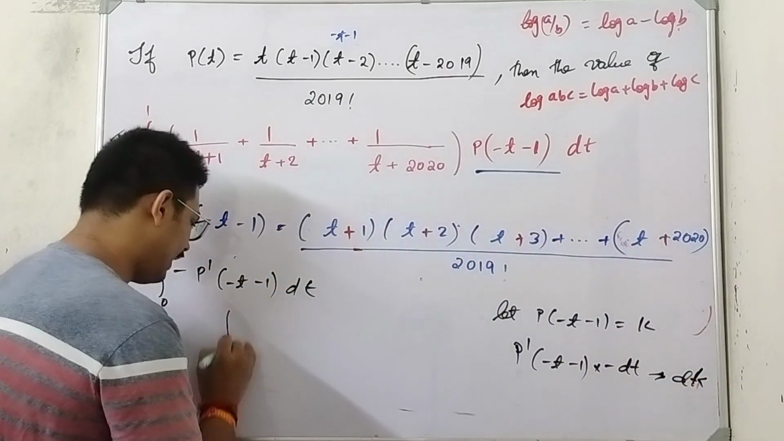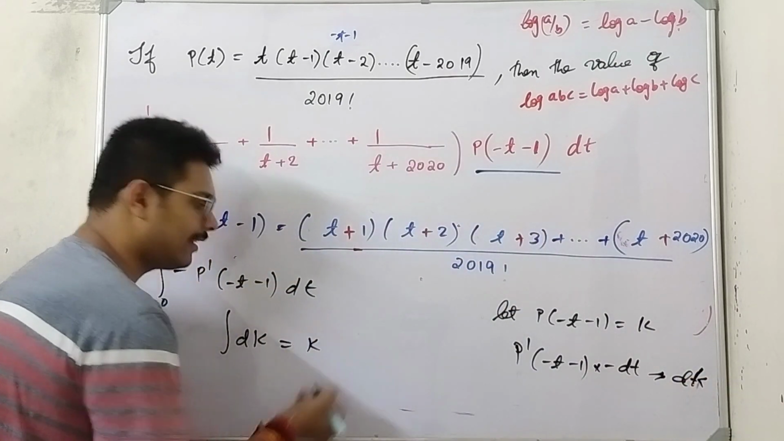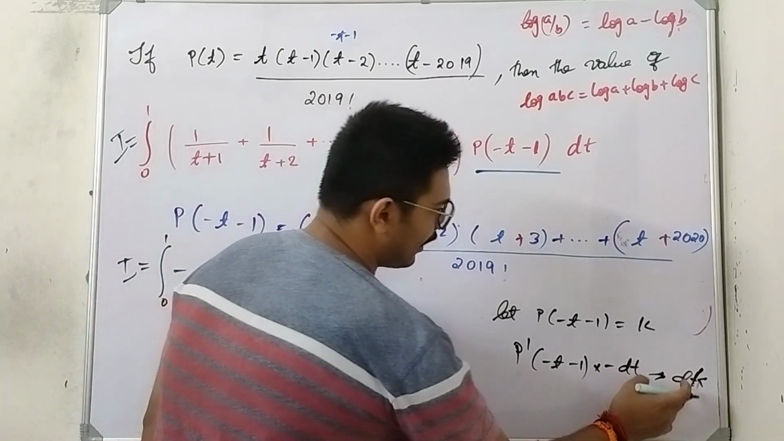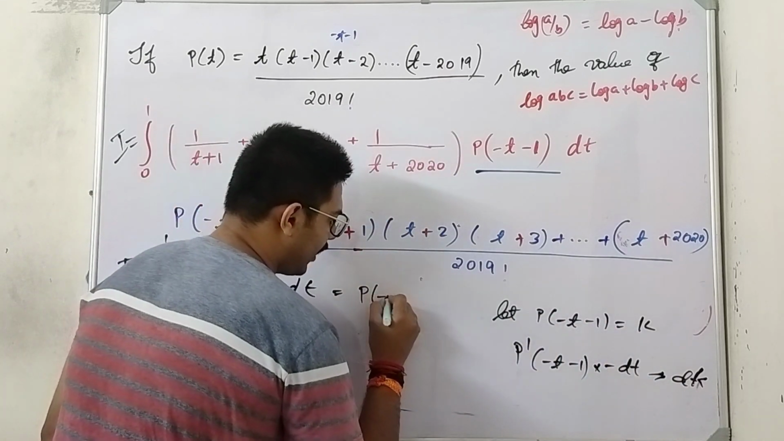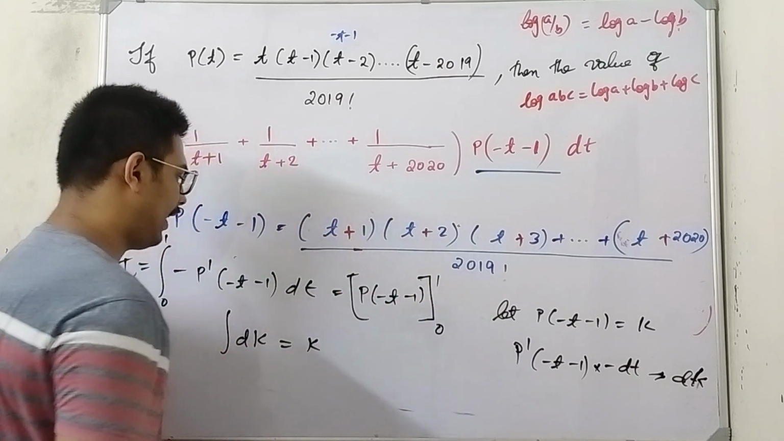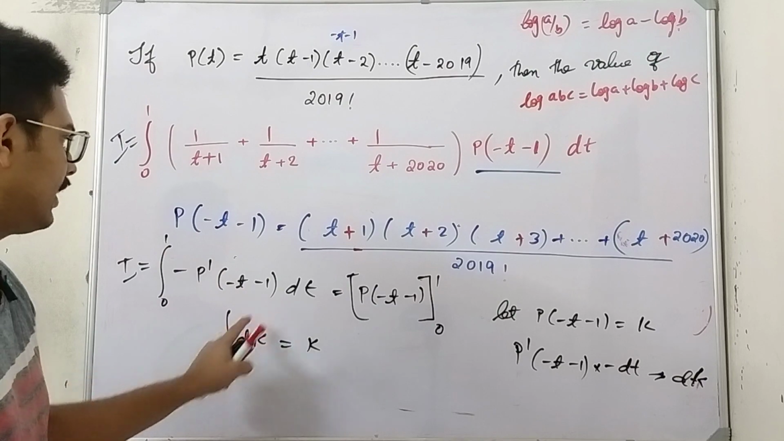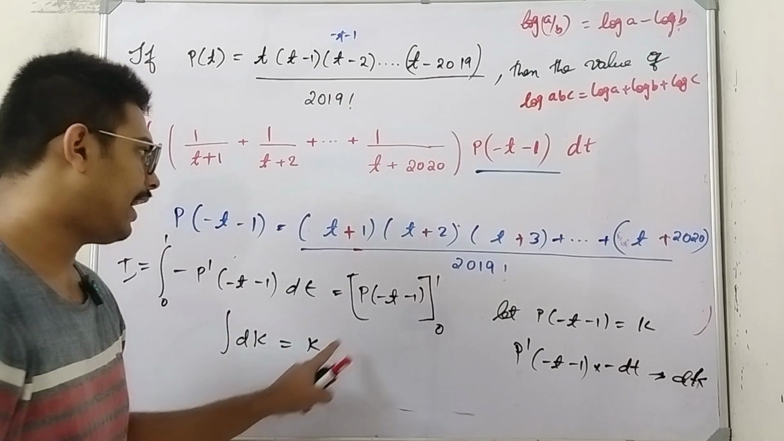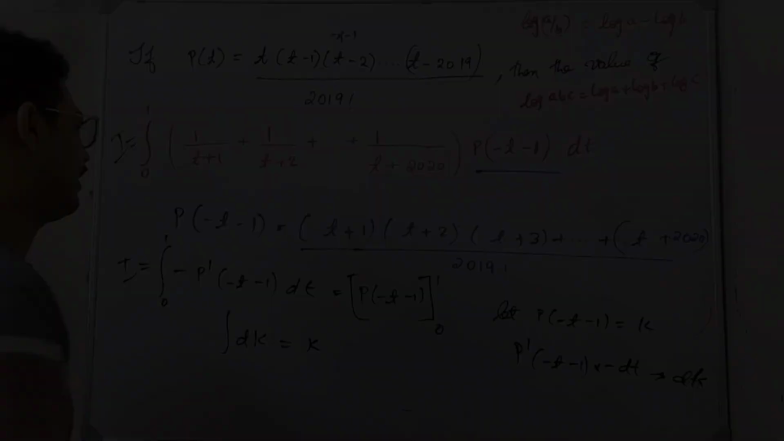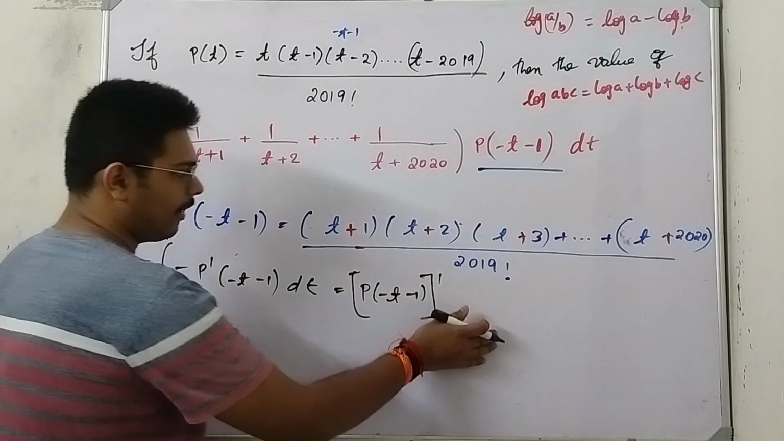This will be the integral of dk. Integral of dk equals k itself. What is the value of k? K value equals P of minus t minus 1, and this limit starts from 0 to 1. I have just substituted the value over there, and I am applying the upper limit and lower limit. Now we can apply the value of upper limit and lower limit.